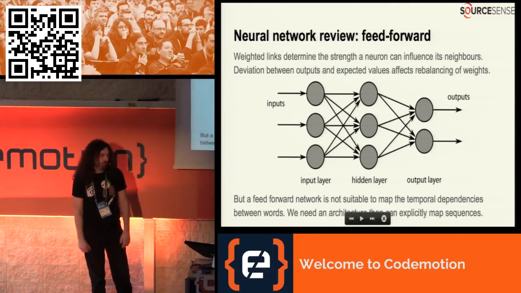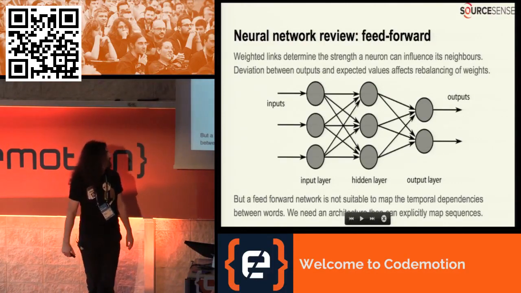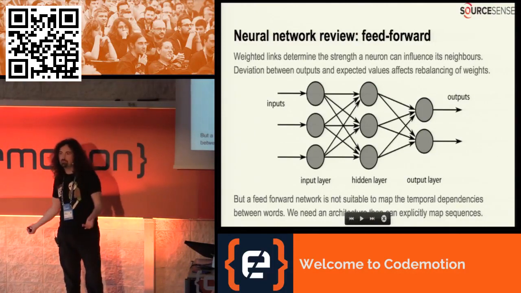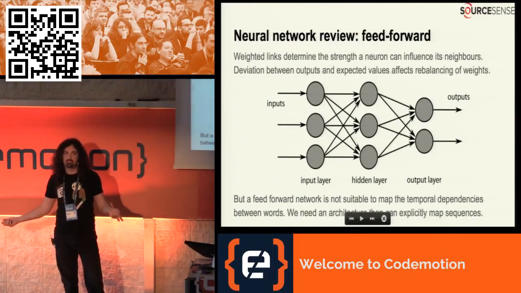So how can we fit this in neural networks? How many people here don't know neural networks? Raise your hand if you don't know what a neural network is. Come on, don't be shy.